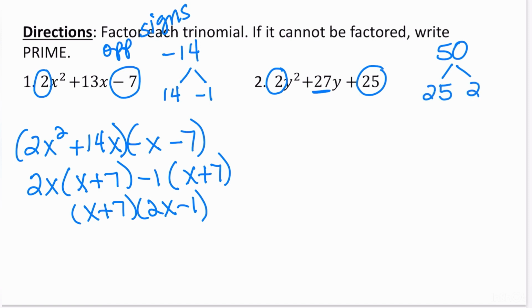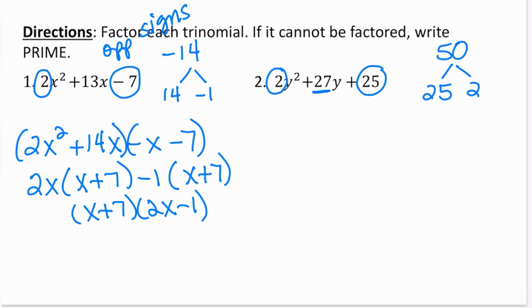25 times 2 is 50, and it's going to add to give me 27. Let's say you're like, how are you doing that so fast? How are you getting 25 times 2? Well, number one, you need to know your times tables. If you don't know your times tables, that's something that you need to learn because it's going to really help you in math. The second thing is you kind of want to go through the possibilities.